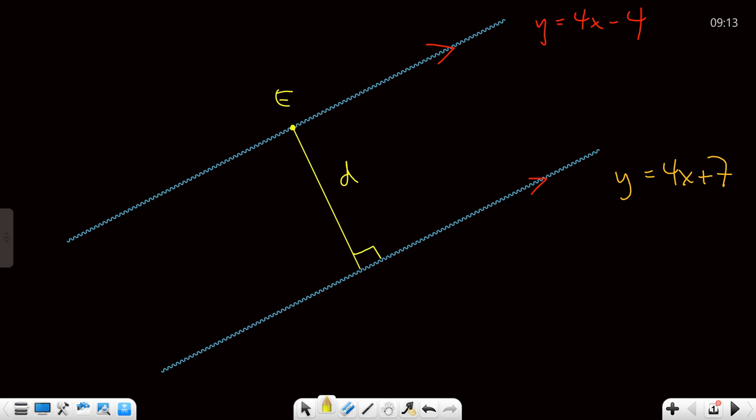I don't know if this is right, but would you set both line equations equal to each other? Can't. Won't get a solution. They never intersect.